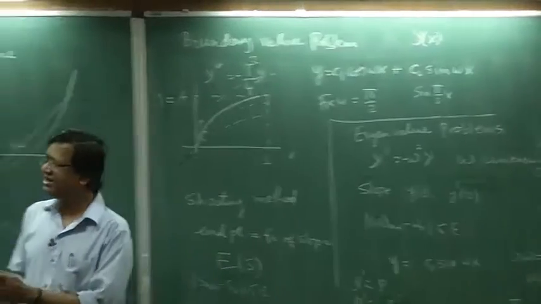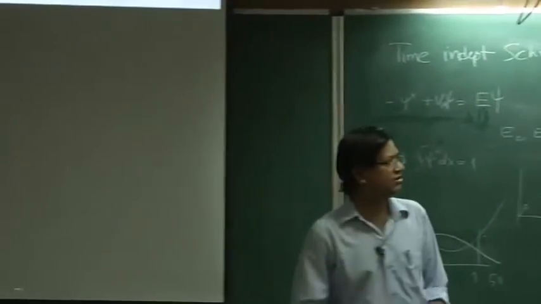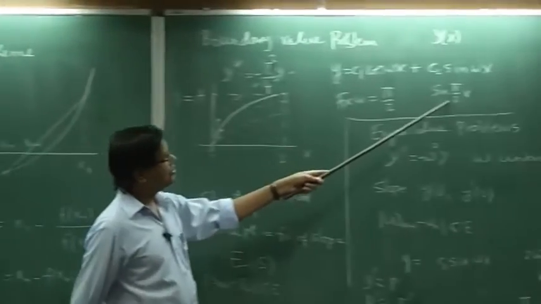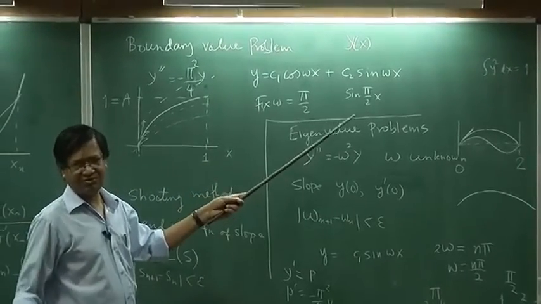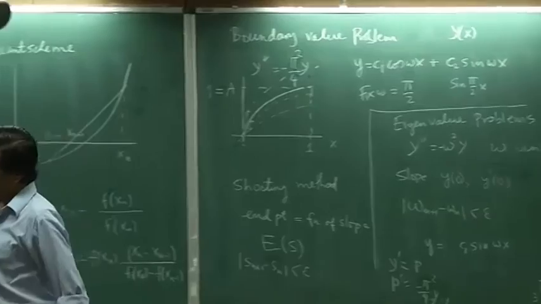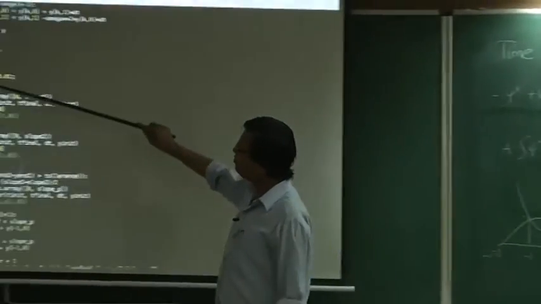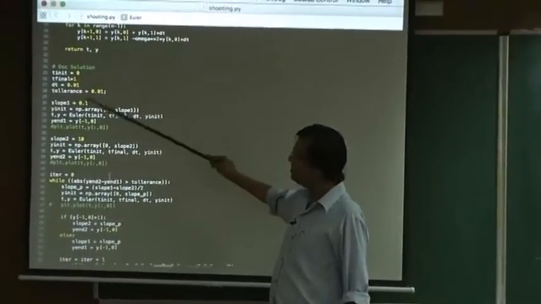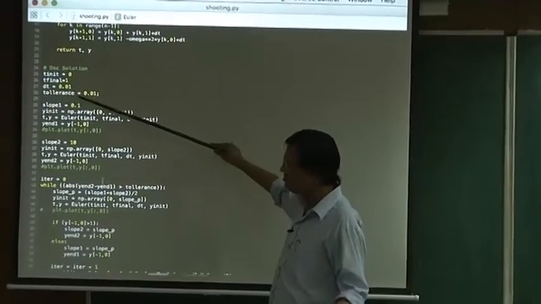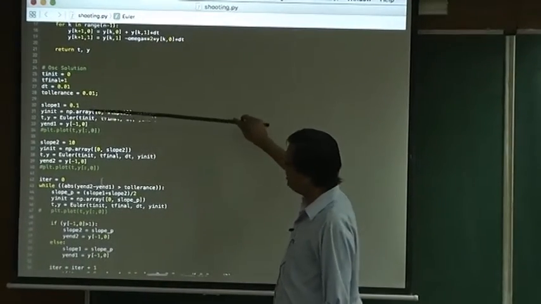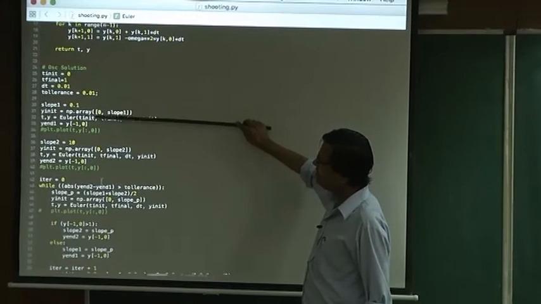I am bracketing between, just take the derivative of this, which is cos(pi by 2) at x equal to 0, so it is pi by 2. So, I am bracketing between 0.1 and 10. I can do better, but I do not know the answer. So, let me bracket between 0.1 and 2, and I iterate it.